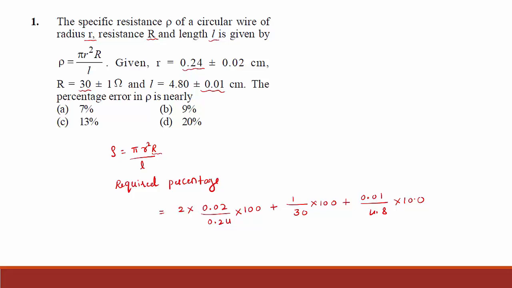So this gives the percentage error in resistivity. Remember, here this is the square of radius, so it is multiplied by 2. Calculating all these values, we get 16.7 plus resistance 3.3 plus length 0.2. So adding all these values we get 20 percent, that is the error in resistivity. That is 20 percent, so option D is right.